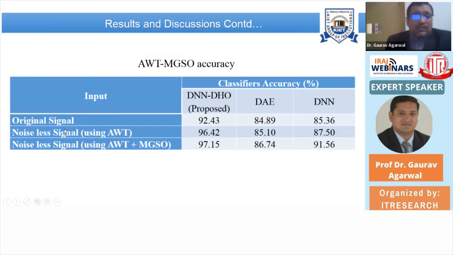If you see the original signal, when I applied the deep neural network, it gave 85.36% accuracy. When I applied deep autoencoders, the accuracy is 84.89%. But when we applied the deer hunting deep neural network with the deer hunting optimization, the accuracy improves to 92.43 for the original signal. But when we applied the AWT, the accuracy further improves. The best accuracy has been achieved when applying the adaptive wavelet transform with the optimization technique, the proposed algorithm.